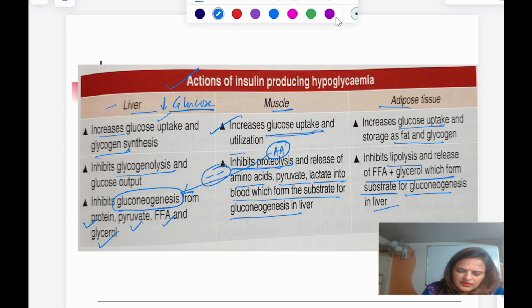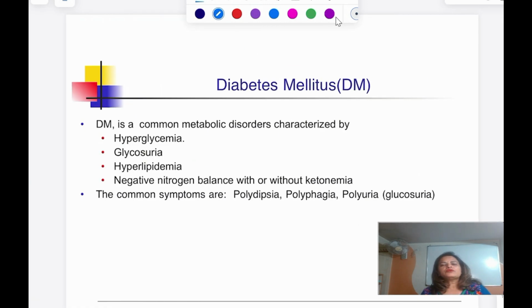Now many times they say that insulin's main action is only on the carbohydrate metabolism. No, it is going to take care of the metabolism of fat as well as the metabolism of protein. So if there is a deficiency of this insulin, then what will happen? All the metabolism, glucose or carbohydrate metabolism, fat and protein, all will be impaired. So that leads to diabetes mellitus. So insulin deficiency leads to diabetes mellitus.